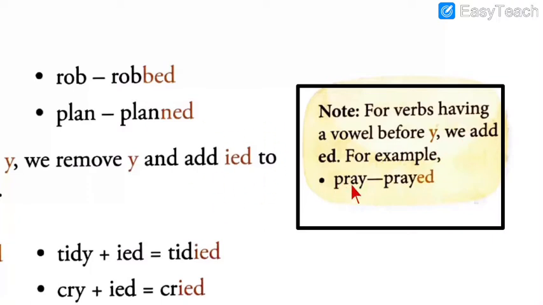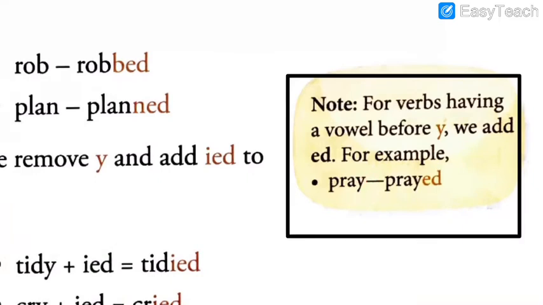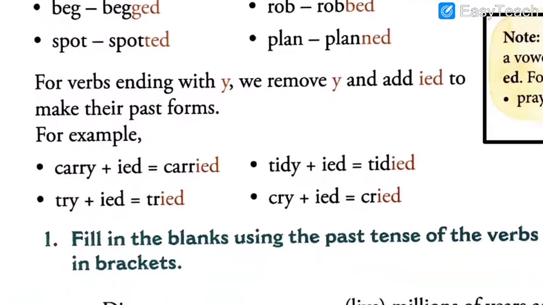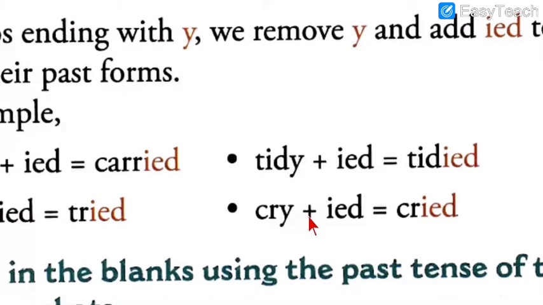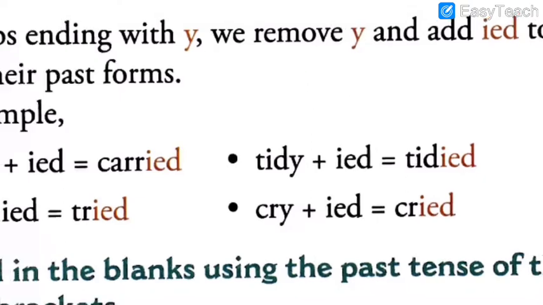Here if you see pray, though there is Y at the end, we don't have to add IED. What do we have to do? We just have to add ED, because before this Y, vowel A is there. Here, before the alphabet Y, R is there. R is not a vowel. That is why we have added IED. If before Y a vowel is there, then we have to just add ED.